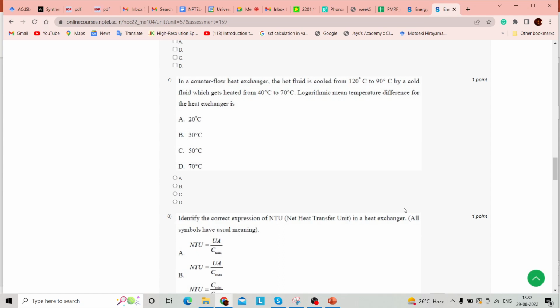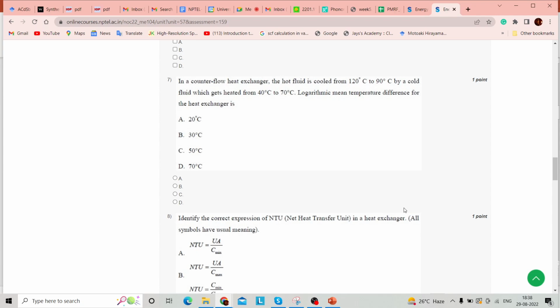But the answer I got is 0. But here there are no options. There is 120 minus 70, then minus 90 minus 40. So the value will be 50 minus 50, which is 0. But here the answers are 20, 30, 50, 70. Yeah, I'll check that.